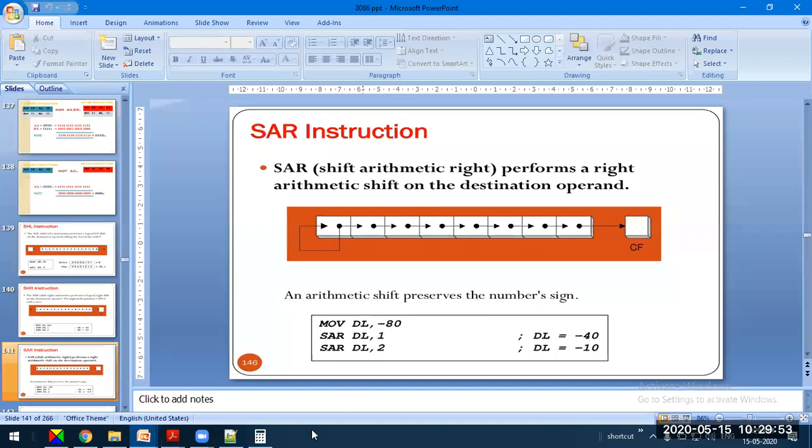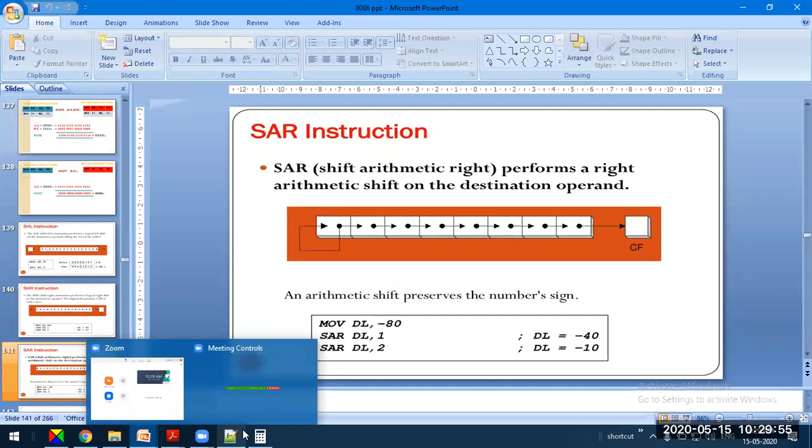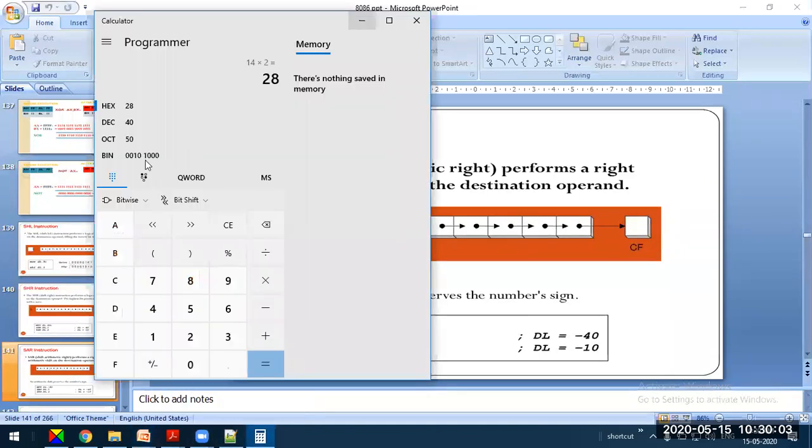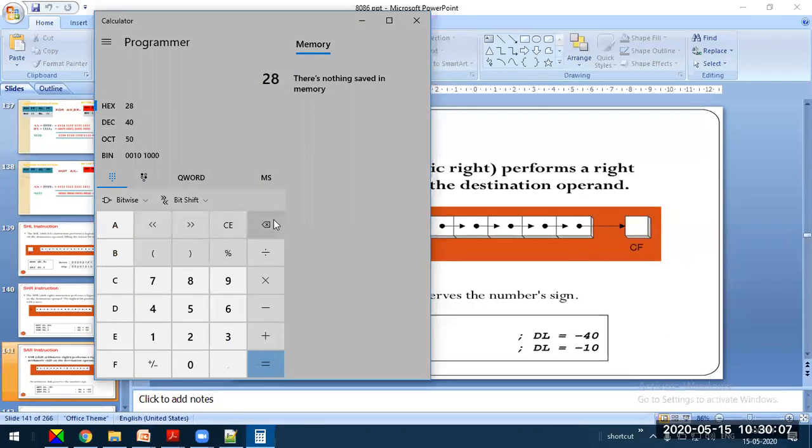80H, for example. Minus 80 should be in 2's complement. So let us see, let me calculate. Let me quickly find out what is minus 80. Okay, what is minus 80, guys? FFFF80.